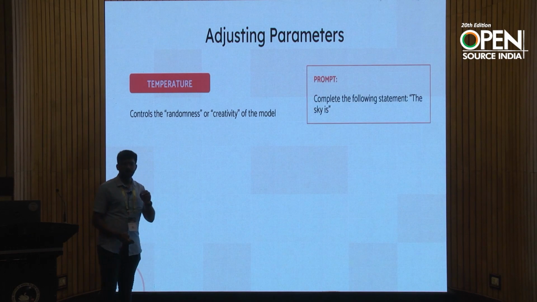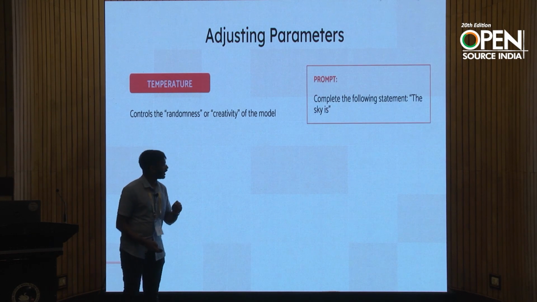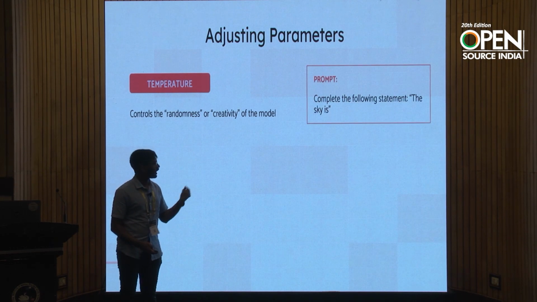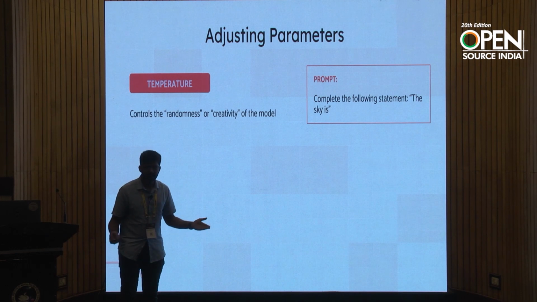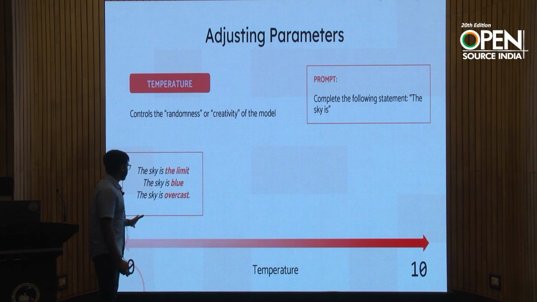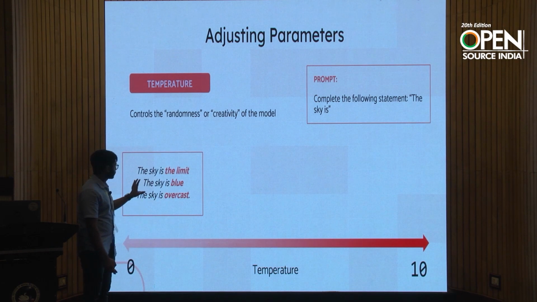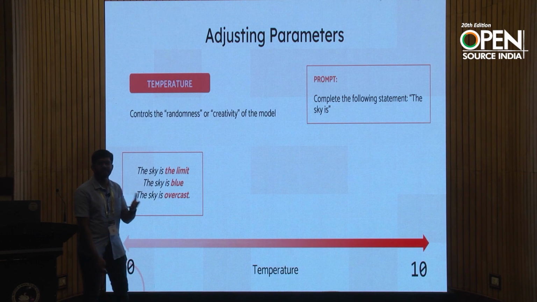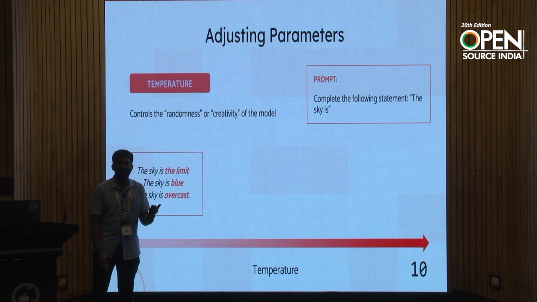Let me explain this to you with an example. I'm going to give a prompt to a large language model saying, complete the following statement: the sky is. And I'm going to run the same prompt with different temperature values, right? At 0 temperature, which is the lowest temperature that you can get, you can see obvious completions. The sky is the limit. The sky is blue. The sky is overcast. Stuff that you'd see in books, stuff that you see in the training data set.